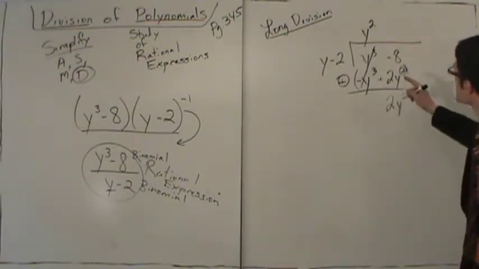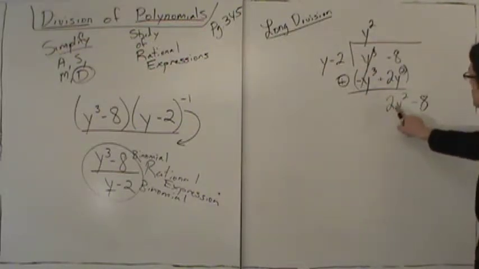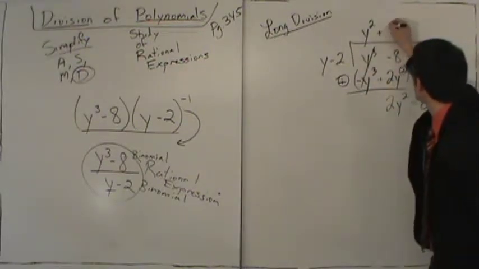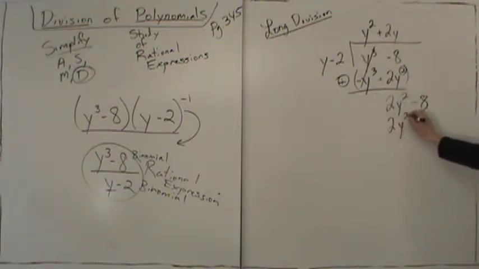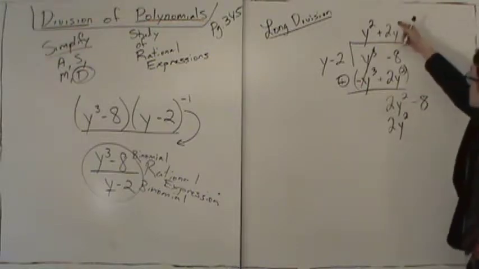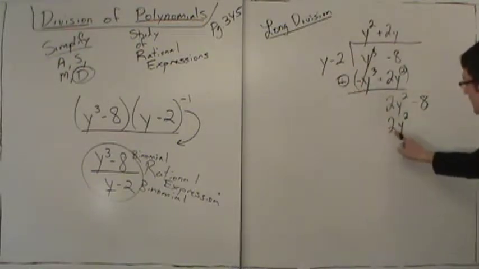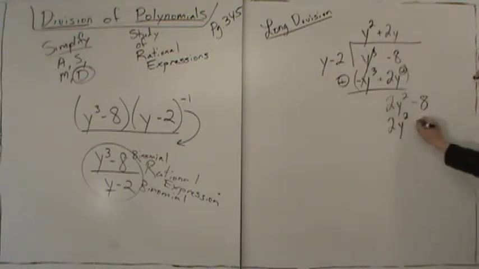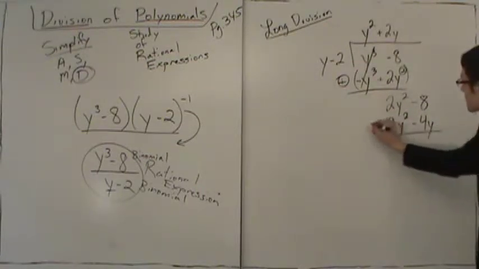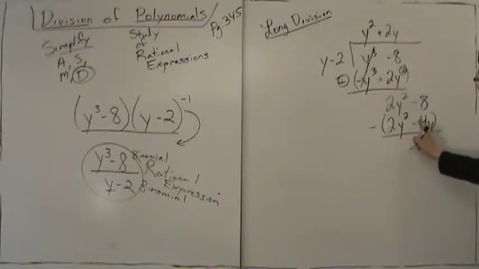Now we start the process over again. What times y gives 2y squared? Hopefully you say 2y. Okay, so we take the 2y multiplied by y, we get 2y squared. Does the front match? Yes, it is supposed to match because you chose a number that would multiply by the front to get the front. Now take the 2y and multiply by the negative 2. 2y times negative 2 is negative 4y. Put subtraction of both, parentheses, change your signs, and add.